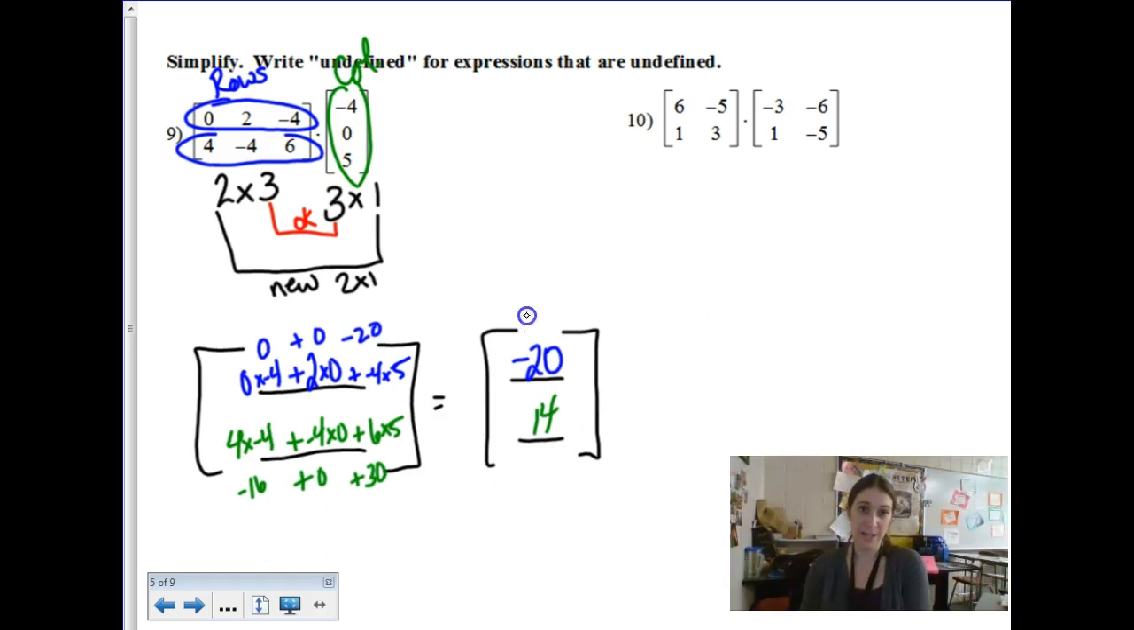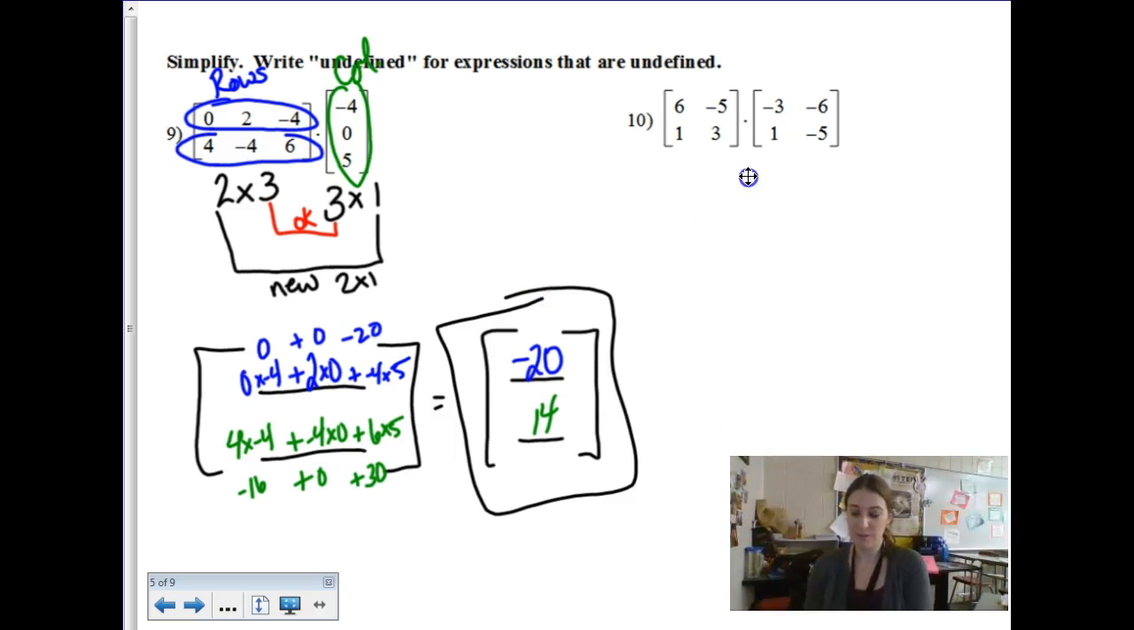So yeah, it takes a little bit of work. And I know what you're thinking, if I could do this on my calculator, why is she making me do this by hand? So we're going to see a problem coming up where you are going to have to do this by hand because there's an algebraic component in one of the entries of your matrix.